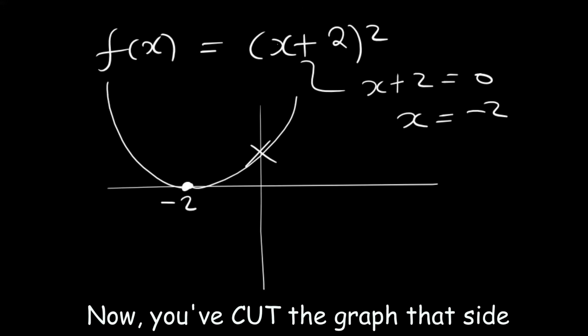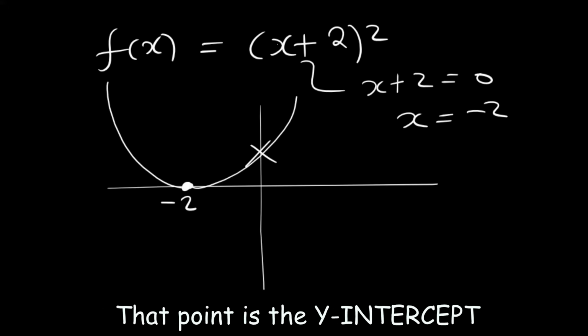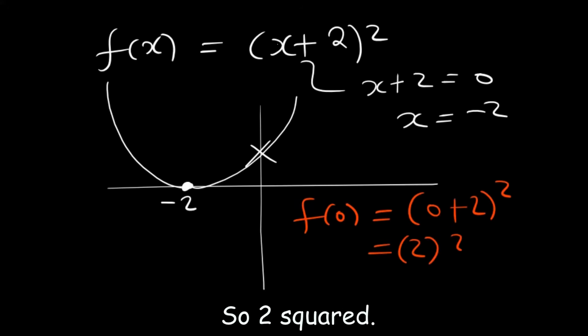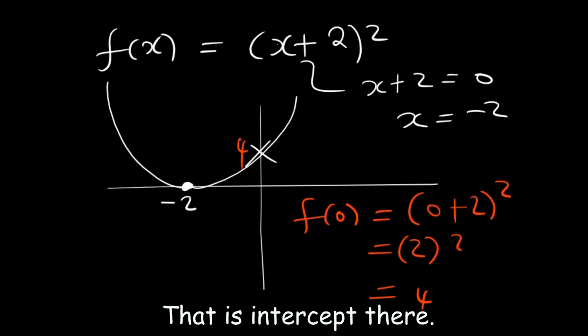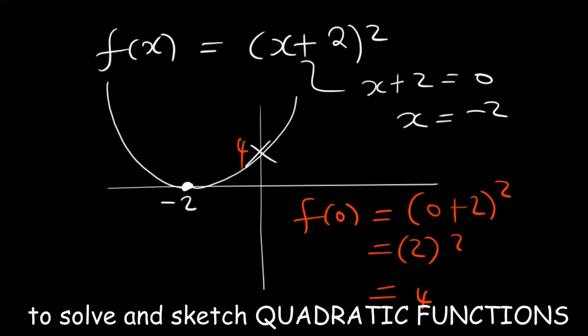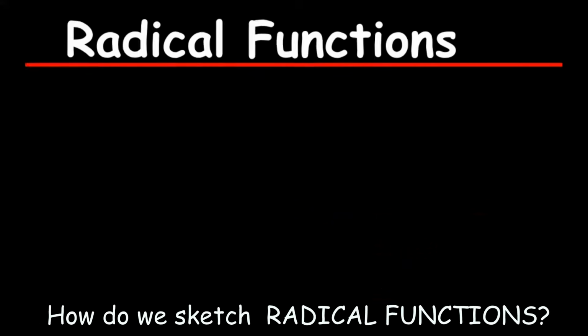Now we've cut the graph that side, so at that point you're supposed to find that point. That point is the y-intercept. On the y-intercept, x is equals to 0. So f of 0 is equals to 0 plus 2 squared. So 2 squared, that is a 4. So this point that is here is 4. That is the intercept there. So basically it's very easy and straightforward to solve and sketch quadratic functions. Now, how do we sketch radical functions?